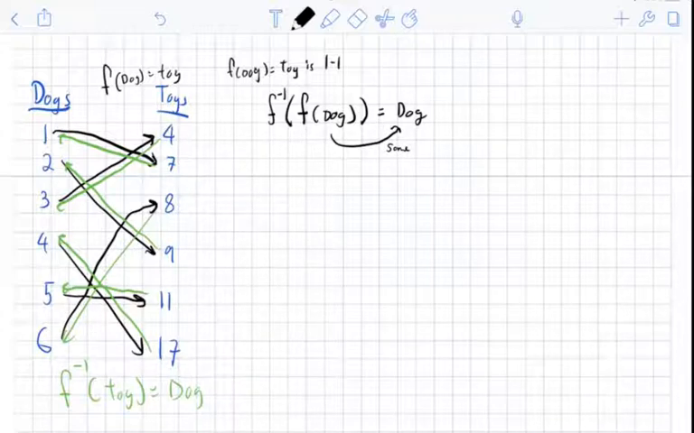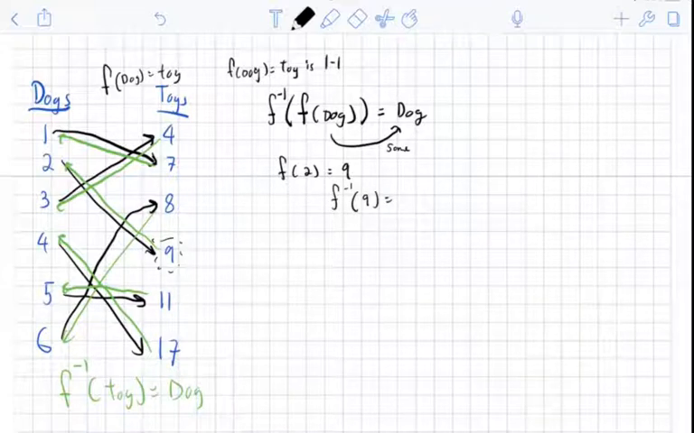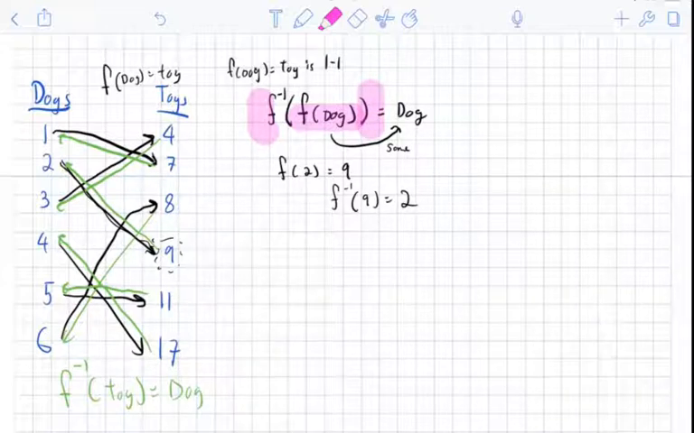Let me show you an example. Which toy is dog number 2's favorite? Dog number 2 likes toy number 9. And then you say, okay, I'm going to use my inverse function to look up which dog corresponds to toy number 9. Start here, and you get back to 2. If you look something up in the table and then use your reverse lookup on that information, you should get back to where you started.